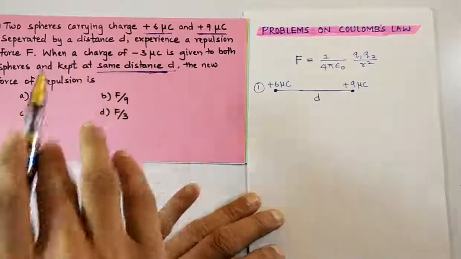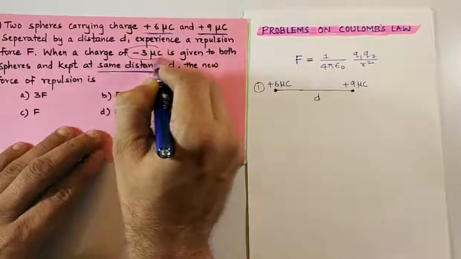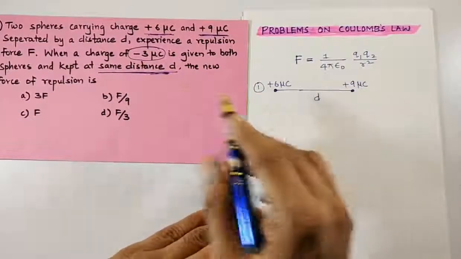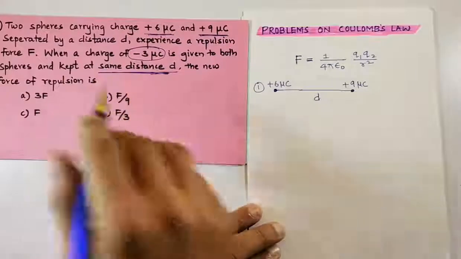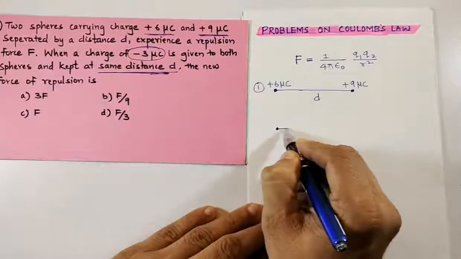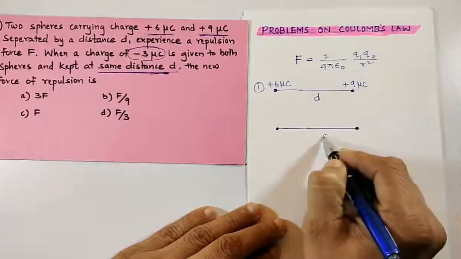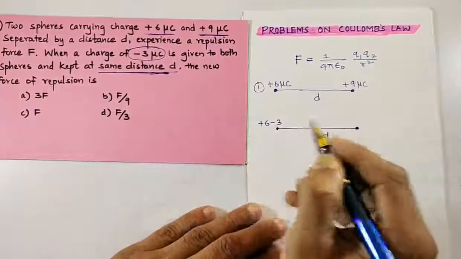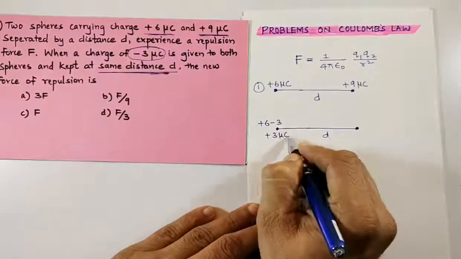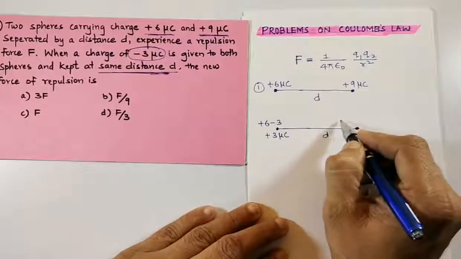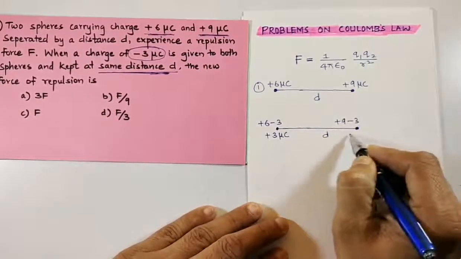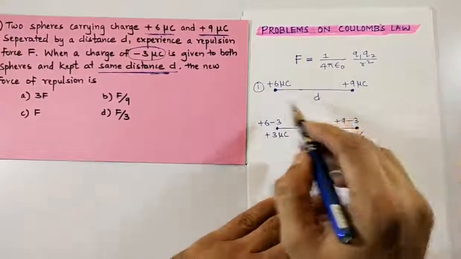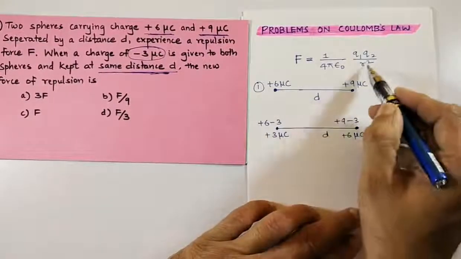Now what he says, a charge of minus 3 microcoulomb is given to both spheres and kept at the same distance. So in the second case, again the distance is the same, d. Now he adds minus 3. So plus 6 minus 3 will be plus 3 microcoulomb. Now if we add minus 3 to plus 9, it will be plus 6 microcoulomb. Now in both cases d is the same, so R is the same.